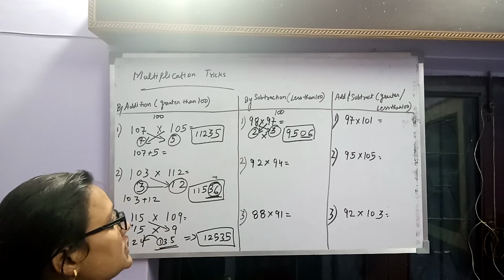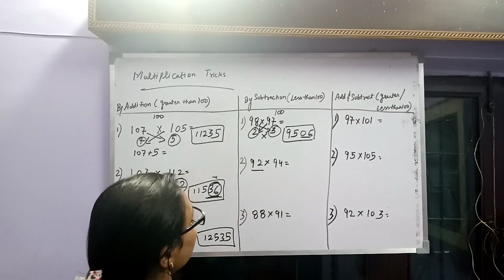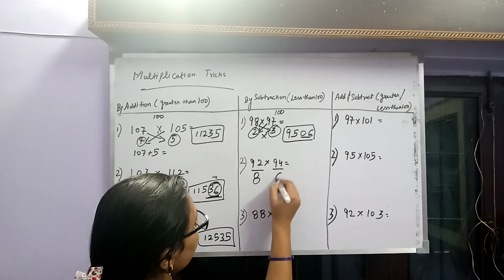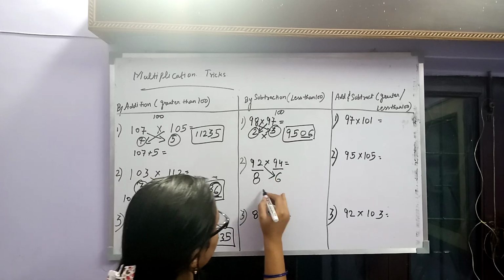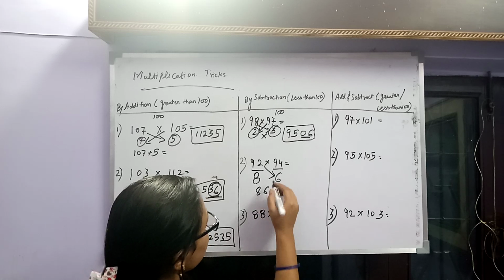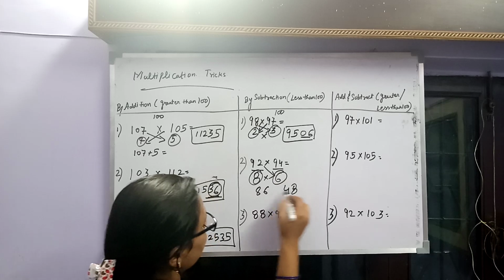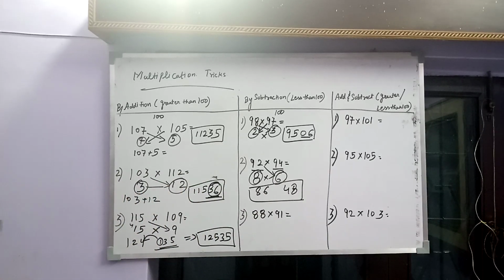Now let's look at another example. Here if we subtract 92 from 100, we get 8, and here we get 6. We subtract this from this and get 86. Next, we multiply 8 into 6 and we get 48. So we get 8648.